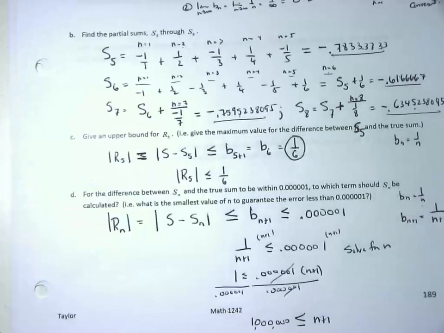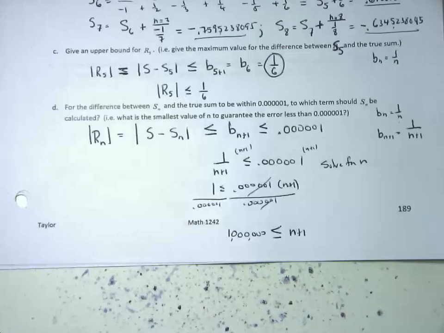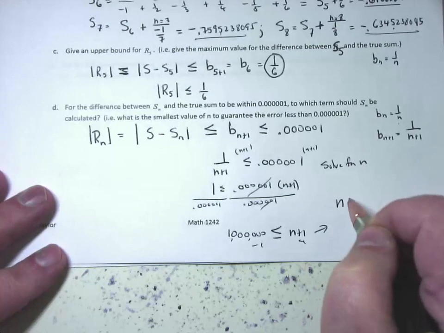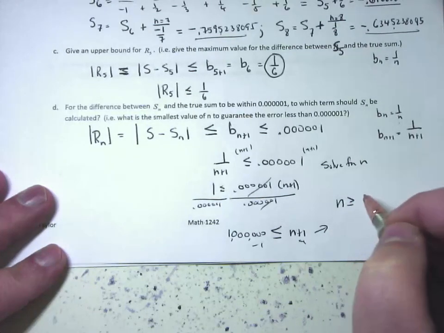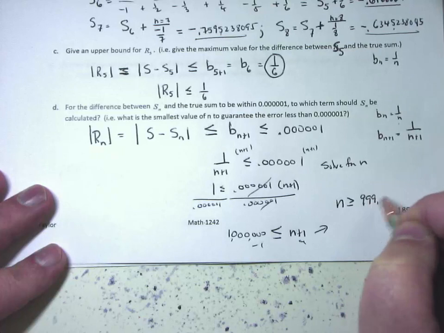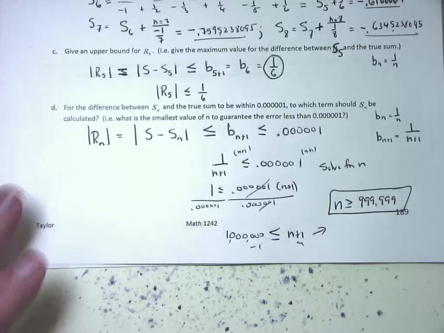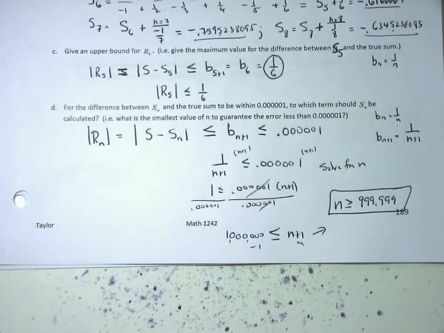And now, solve for n. Subtract 1. N has got to be greater than or equal to 1 million minus 1, which is 999,999. So in other words, if you want a tolerance of 0.000001, you've got to add up 999,999 terms. Well, at least it's not infinity.